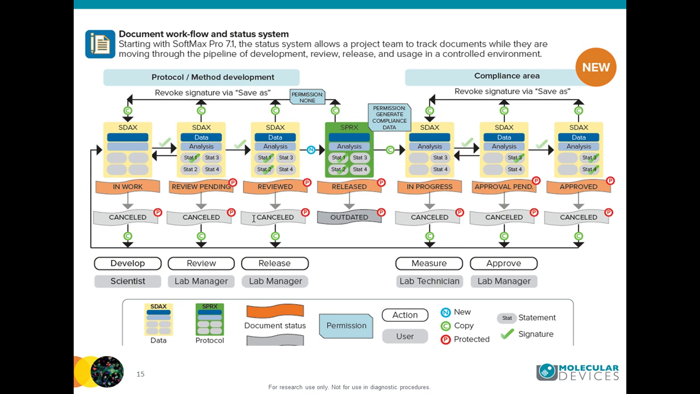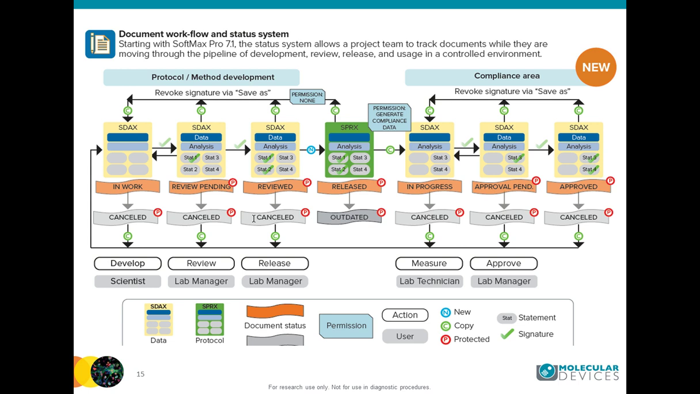So the scientist would add 4 statements in this example, which are getting signed all the way till the end of the document lifecycle. After the scientist has set everything up, we change the status now to review pending. In the review pending status, the lab manager can review the document. As you see, statement 1 is already signed.